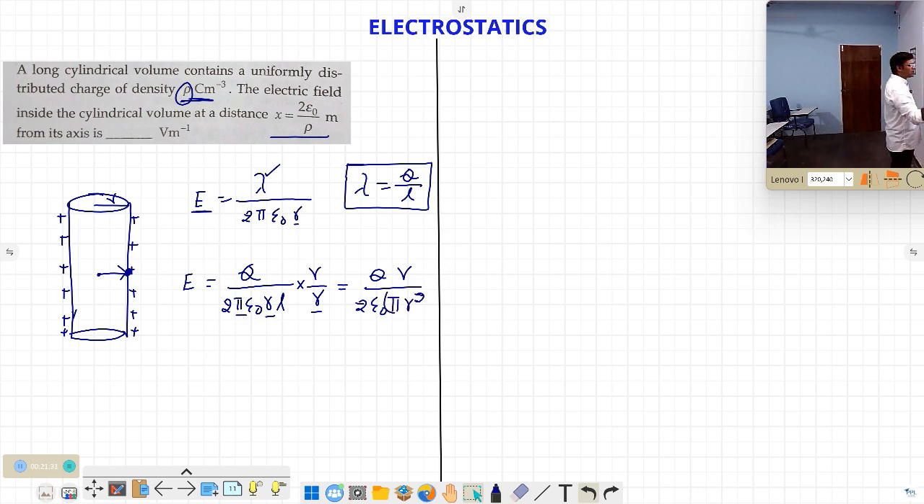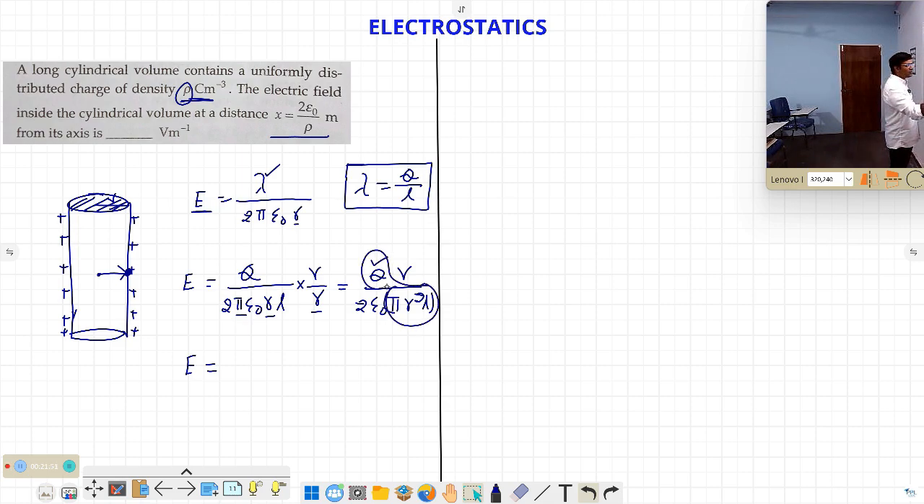What is pi r square? It is nothing but the area of the cylinder. Whenever you take the cylinder, it has an area, and the area of the cylinder is pi r square. Multiplied by its length, area into length becomes what? Volume. So in this case, I can write the electric field intensity E is equal to the charge Q over the term called volume.